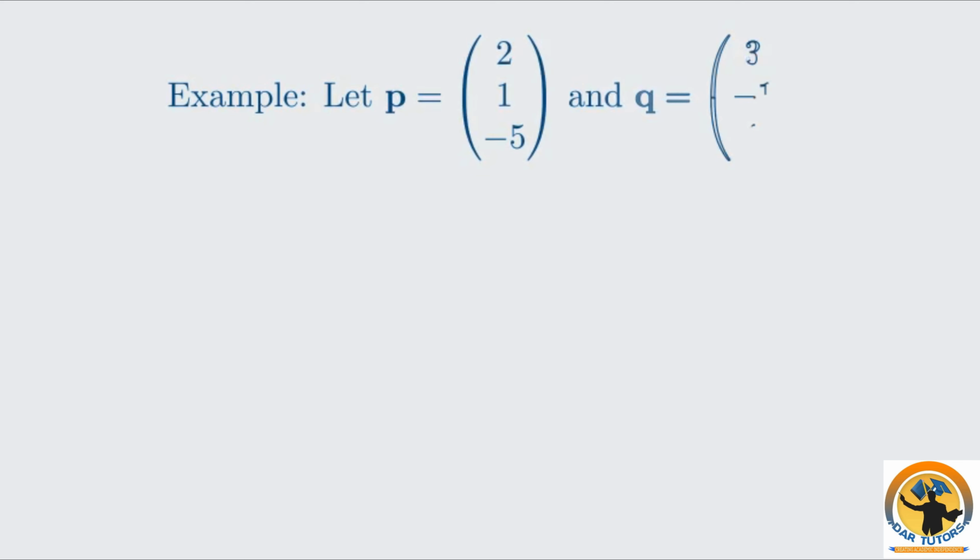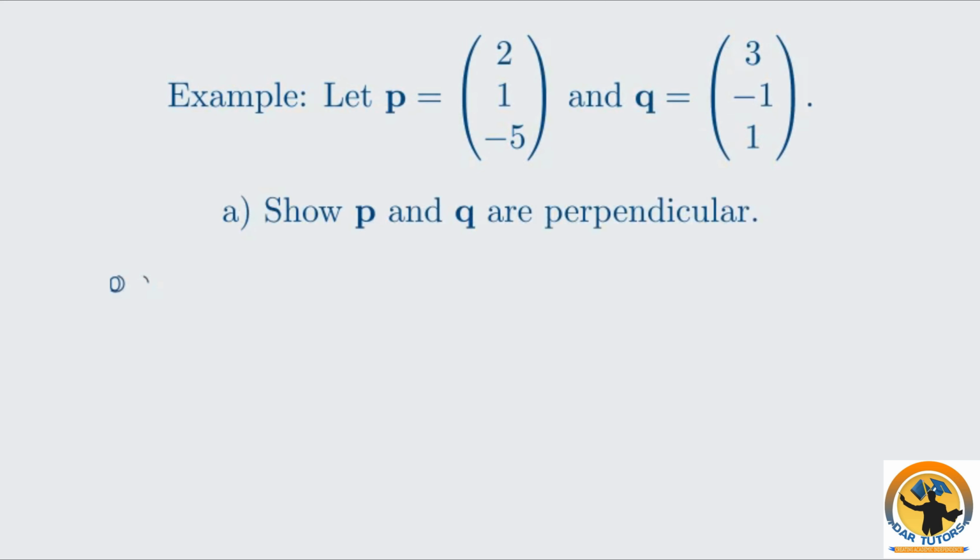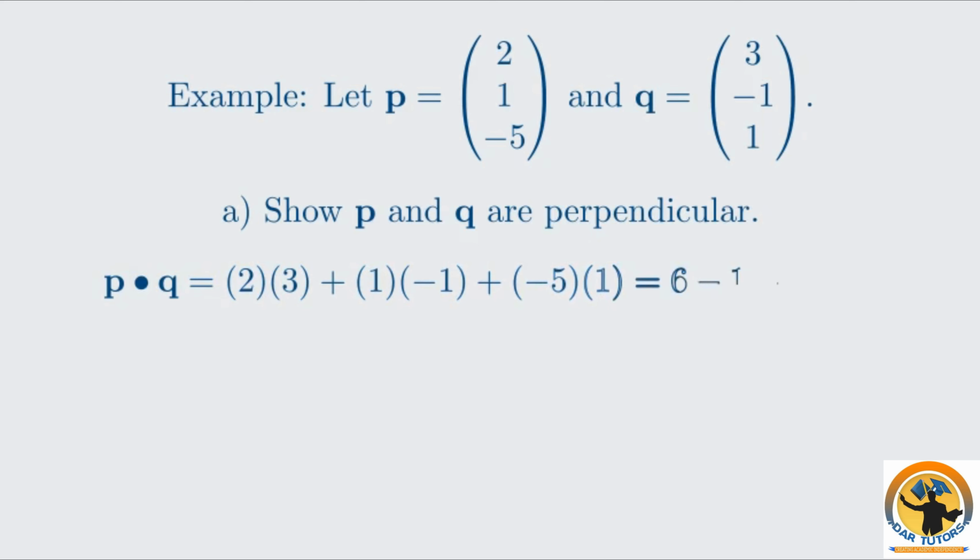Let's verify this with an example from your notes. Let's take the vectors p equals (2, 1, -5) and q equals (3, -1, 1). First, let's check if they are perpendicular by calculating their dot product. p dot q is 2 times 3 plus 1 times -1 plus -5 times 1, which is 6 minus 1 minus 5, which equals 0. So p and q are indeed perpendicular.